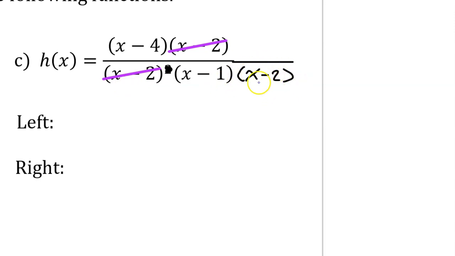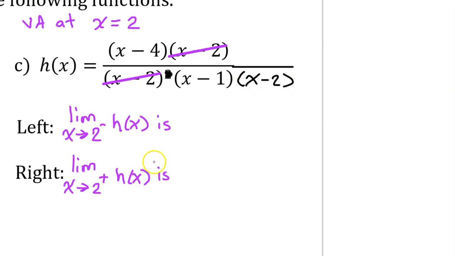Because there is a surviving x minus 2, that means h of x has a vertical asymptote at x equals 2, not a hole. Because we have a vertical asymptote at x equals 2, the limit from the left and the limit from the right will either be positive or negative infinity. To figure out whether it's positive or negative infinity, we need to figure out whether these remaining factors are positive or negative near 2, but a little bit to the left.